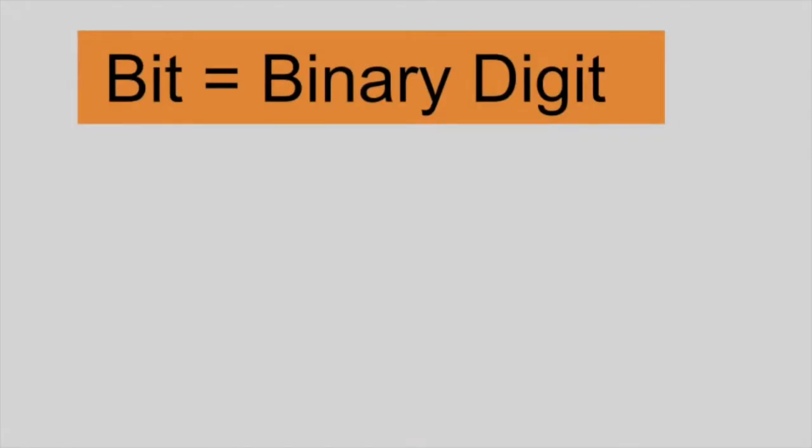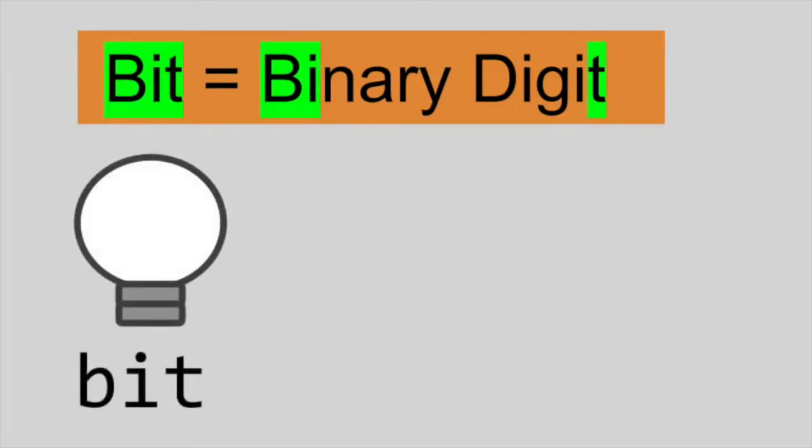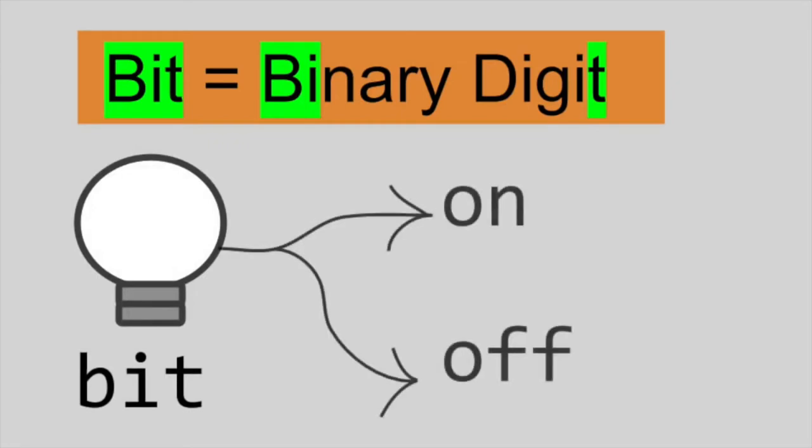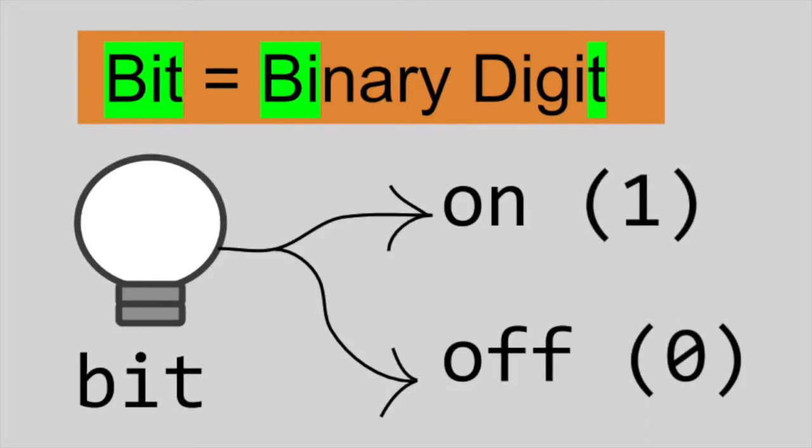The smallest unit of data in a computer is the bit. The word bit is short for binary digit. Like a light bulb, a bit could be one of two states, on or off. In computing, a bit represents a single on or off signal inside of an electrical circuit. These on or off values are represented by the numbers 1 and 0, respectively.